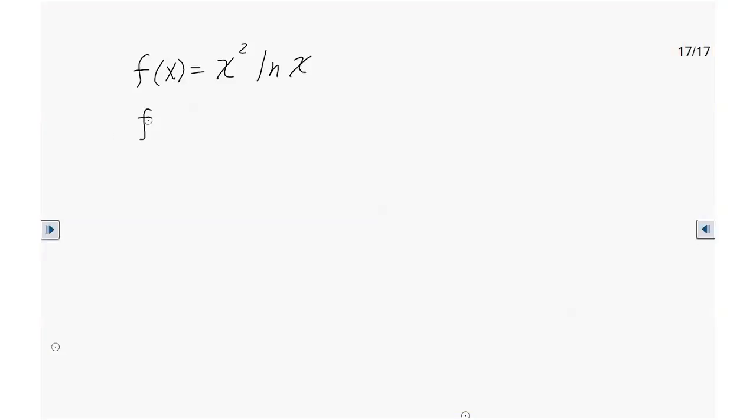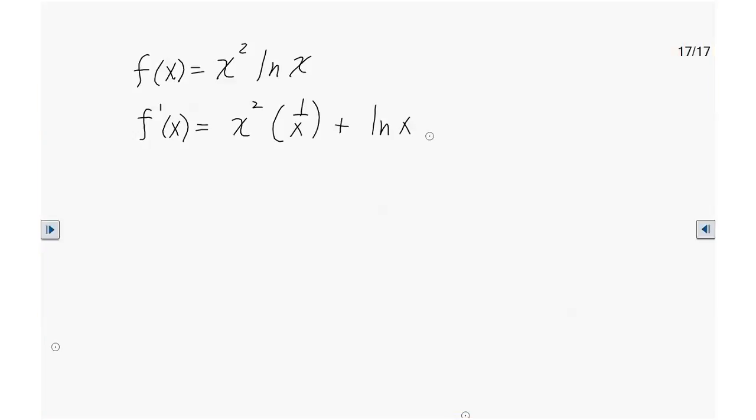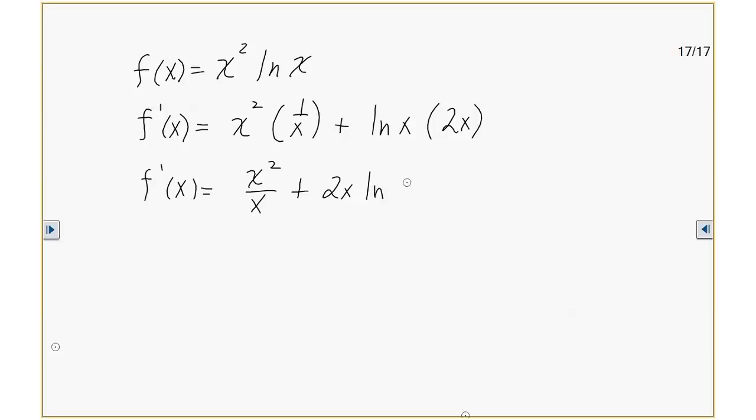f prime of x is equal to first times the derivative of the second plus the second times the derivative of the first. f prime of x is equal to x squared over x plus 2x natural log of x. I really don't see any way you might condense that. That's going to be f prime of x equal to x plus 2x natural log of x. You can factor out an x.